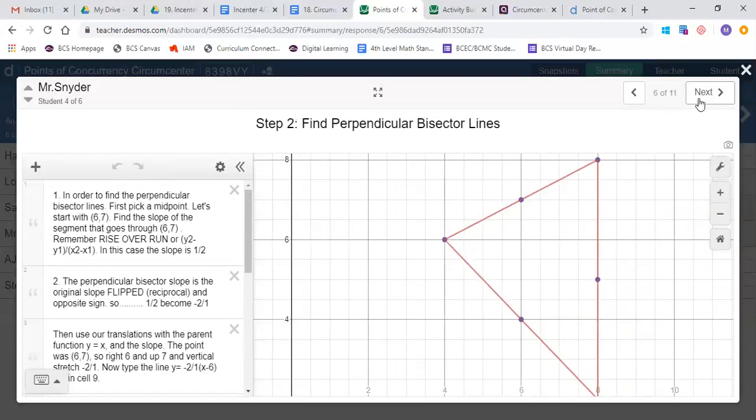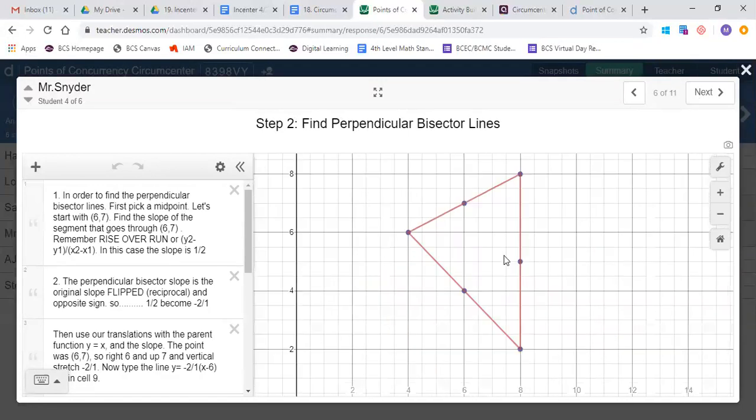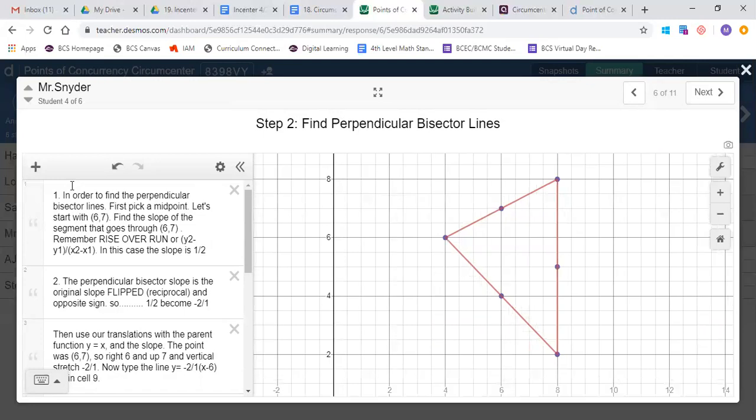And now what we need to do is we need to find the perpendicular lines that go through those midpoints. So really nice and easy. What we have to do is we have to find the slope of each one of these lines on the triangle. Okay, so I went ahead and gave you the information over here in the first box. It says in order to find the perpendicular bisector, first pick a midpoint. Let's start with 6, 7. That's this guy right here. Okay. Find the slope of the segment that goes through 6, 7. Remember, rise over run, or we take the 2 y's and we subtract them, divided by the 2 x's, and we subtract them. In this case, the slope is 1/2.